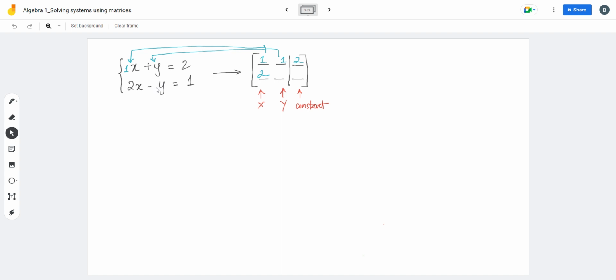Minus 1. So you must write minus 1 here. A lot of people make the mistake of writing only 1. That's wrong, right? Remember that you have to carry the sign here, and then here you have 1. That's it. So if I have to rewrite this, I just have to write like this: 1, 1, 2, 2, minus 1, and 1. Okay, so that is the matrix form.